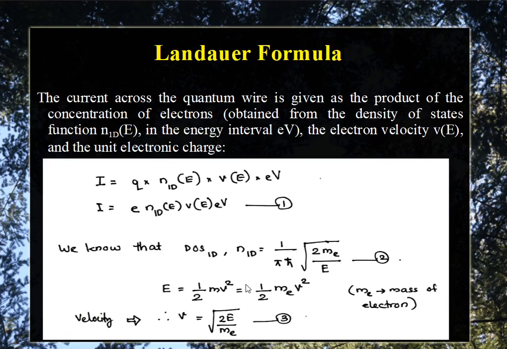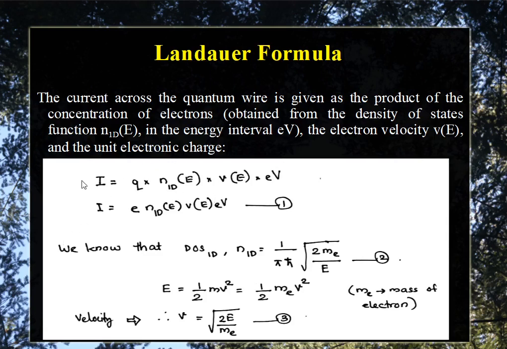We will look into that. The current through the quantum wire can be expressed as the product of the concentration of electrons. The concentration of electrons in a quantum structure is obtained from the density of states function, represented as N1D(E), in the energy interval dE, multiplied by the velocity of the electron and the unit electronic charge, that is q.